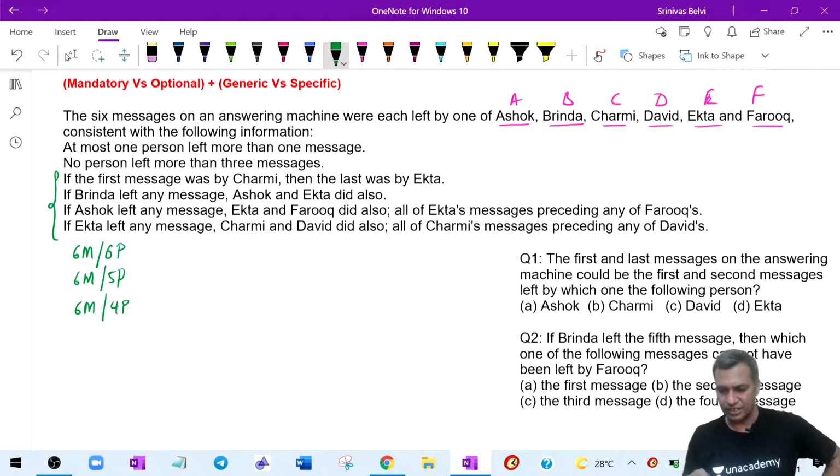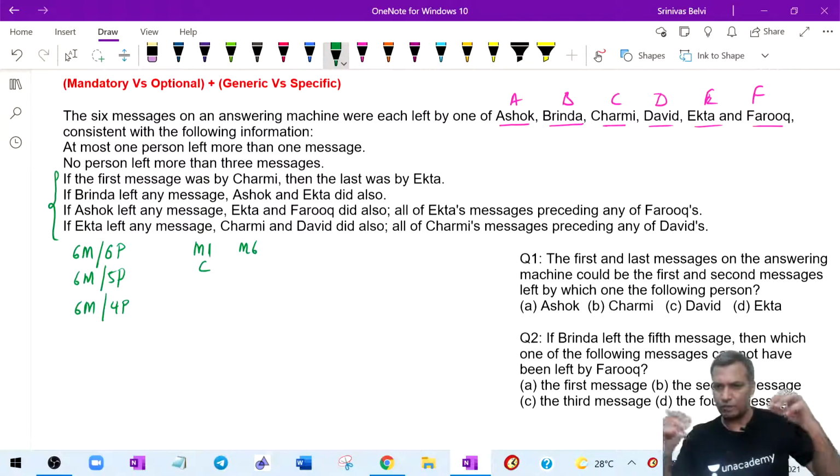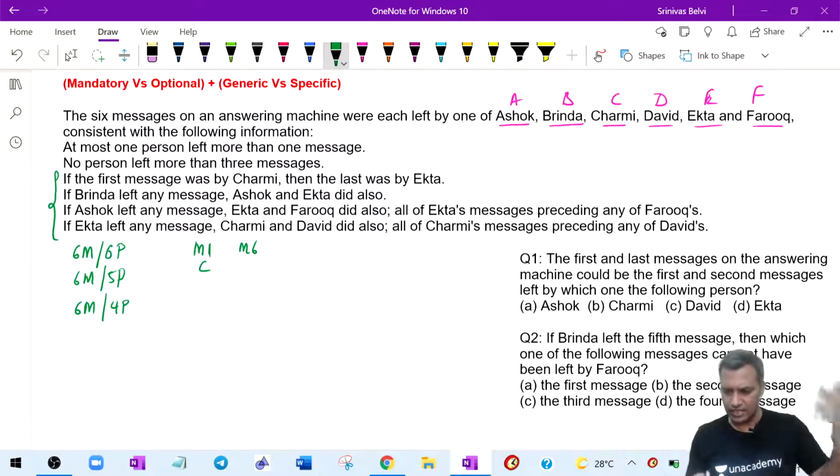If the first message is by Charmi, then the last one is by Ekta. Okay, let me record it somewhere. M1 is by C. If the M1 is by C, then M6, because there is M1, M2, M3, M4, M5, M6, then the M6 is by E. I will put one-sided arrow, which means what? If the last message is by Ekta, doesn't mean that the first message is by Charmi. All right, it doesn't mean that. Okay, this is the first condition.